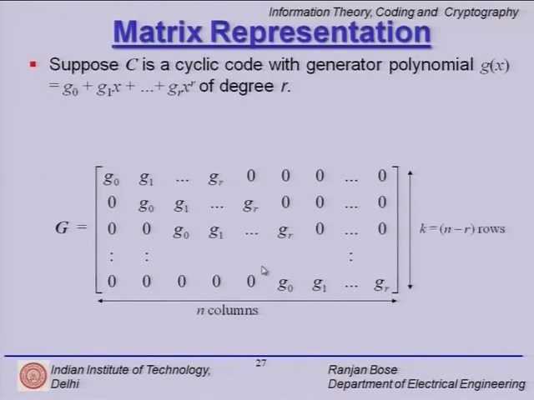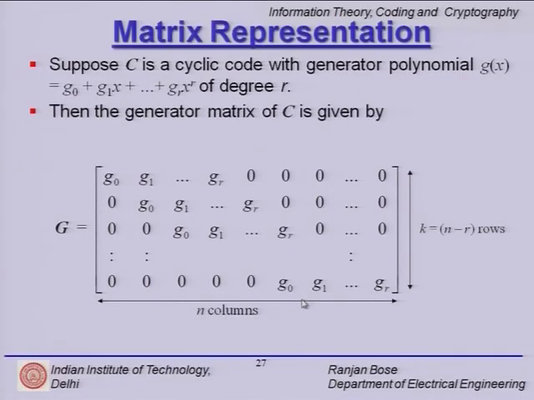We now shift gears slightly and come back to our original flavor of linear block codes. If cyclic codes are indeed a subclass of linear block codes, then we should be able to represent them in terms of a generator matrix. So, we have a standard way to represent a generator matrix for a cyclic code. Please note the structure: G0, G1 up to Gr and so on, with one cyclic shift each row, and we have k rows and n columns.